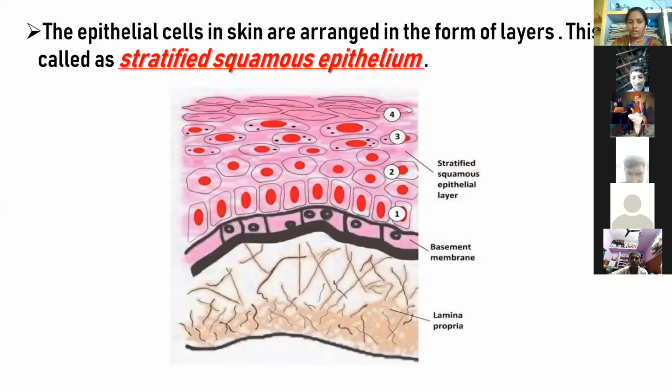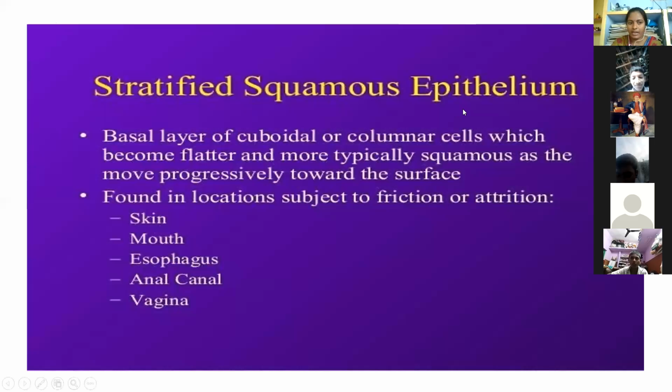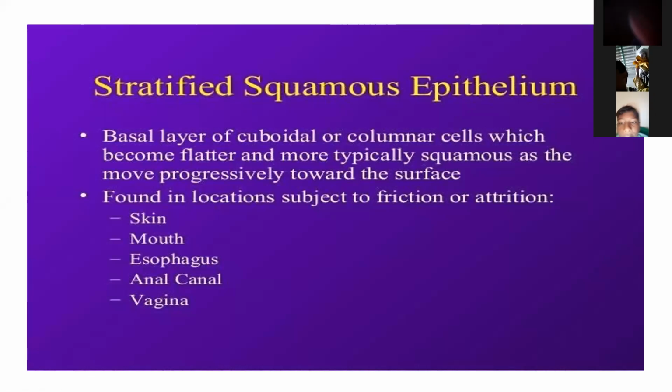Next, stratified squamous epithelium. The stratified squamous epithelial tissue is found in the skin, mouth, esophagus, anal canal, and vagina. Last class, we discussed all these.